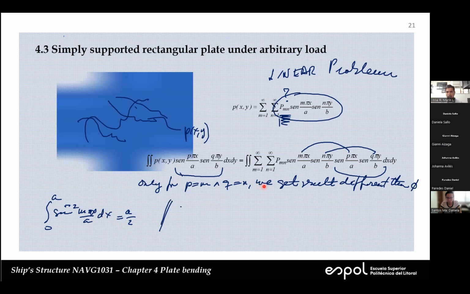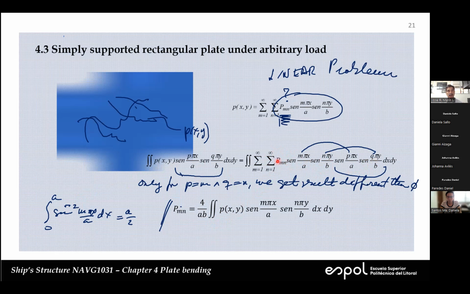Okay. So, as a result of all of this, we obtain this expression. Okay, so we get here the integral of sine squared, we get an a over 2. The integral in y, we get a b over 2.